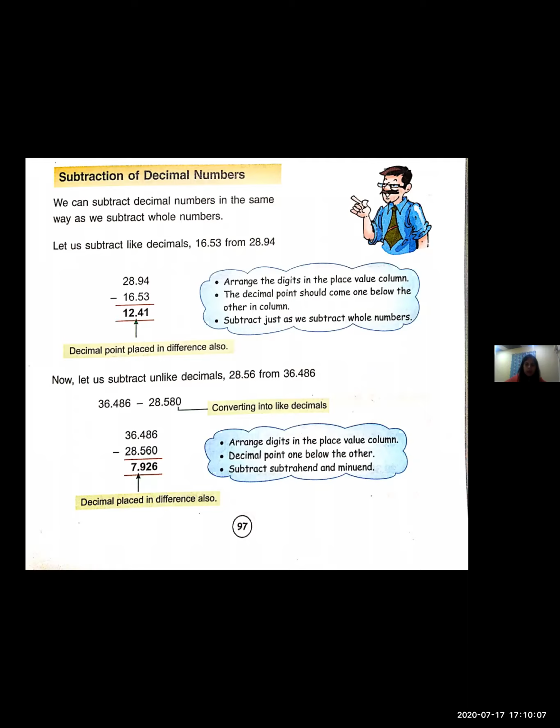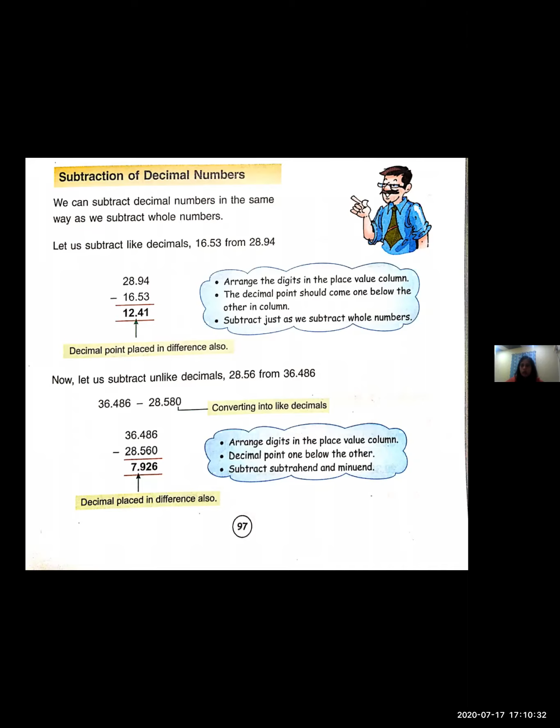But if we have unlike decimals, what do we do? First of all, we convert the decimals into like decimals, and then we arrange the digits in the place value columns with the decimal points one below the other. Then we subtract the subtrahend from the minuend. So this is the way we subtract decimal numbers.